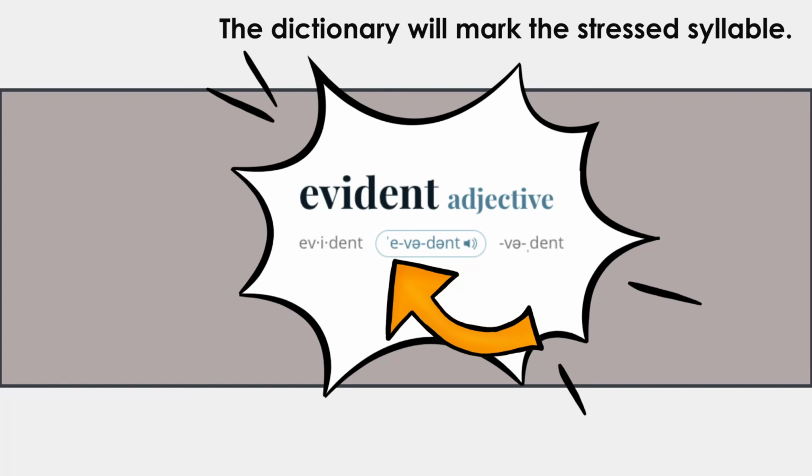Listen to this word. Evident. We know that first E is the stressed sound, but the second one is the schwa sound. So we have the schwa sound in the second unstressed syllable.